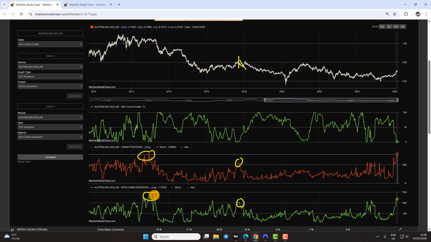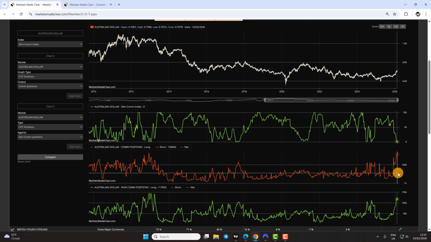Commercials heavily short, non-commercials heavily long. That is when we get extremes in the market and major turning points and changes of trend. And we're in that area now at the location we are. There's a nice level of resistance coming through here for the Aussie dollar. And we've got extremes in position that we typically associate with major tops in the market. So heavy commercial shorting, heavy non-commercial buying, both symptoms of a major market top.